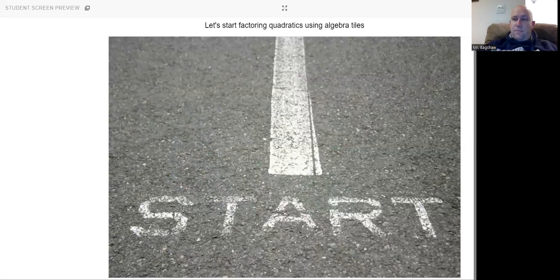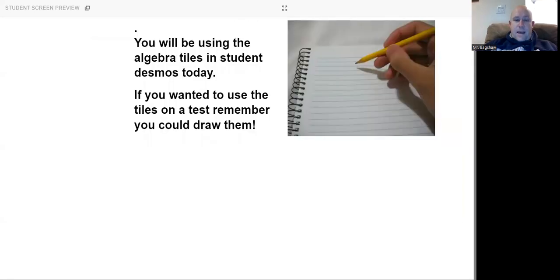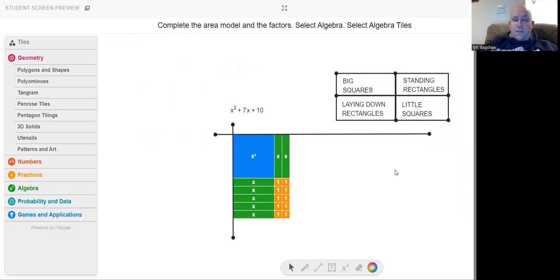We actually moved into grid questions, but we're going to leave that for today because that's not what's going to be important. We're going to start looking at algebra tiles for questions where we're not given any factors at all. Notice along the side here, they haven't given us anything, and across the top, they haven't given us anything. I completed this one ahead of time, but just to show you the structure again: you put big squares in the top left, standing up rectangles in the top right, laying down rectangles in the bottom left, and little squares in the bottom right-hand corner.